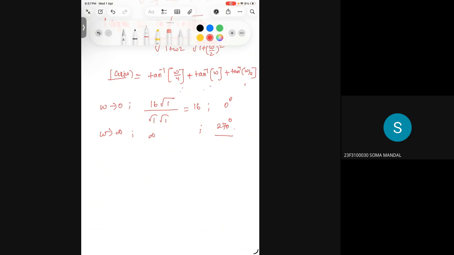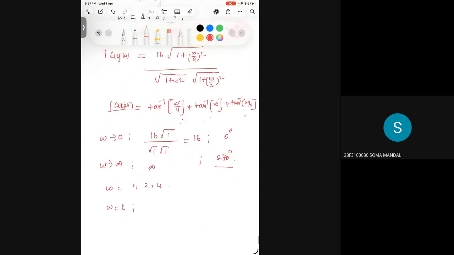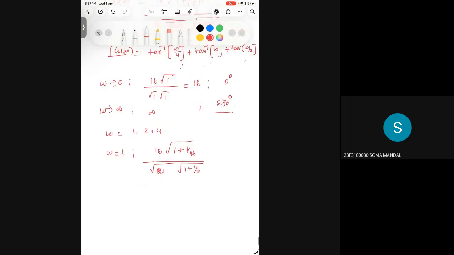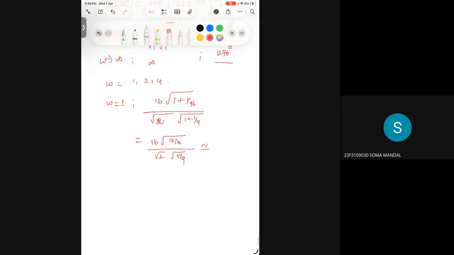Now you have to find the magnitude at the cutoff frequencies. We know the cutoff frequencies are 1, 2 and 4, right? So when omega equals 1, your magnitude will become 16 root of 1 plus 1 by 16, divided by root of 1 plus 1 by 4 and root of 1 plus 1 by 2 the whole square. Ma'am, we have to find angle and magnitude individually for omega equal to 1, 2, and 4. Yes. So 5 by 4. If I approximate it around 1, okay, some calculation will come. I will calculate it later.